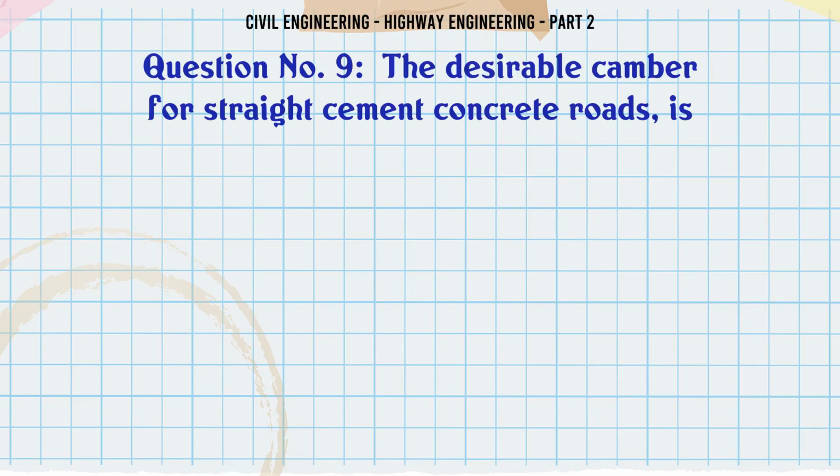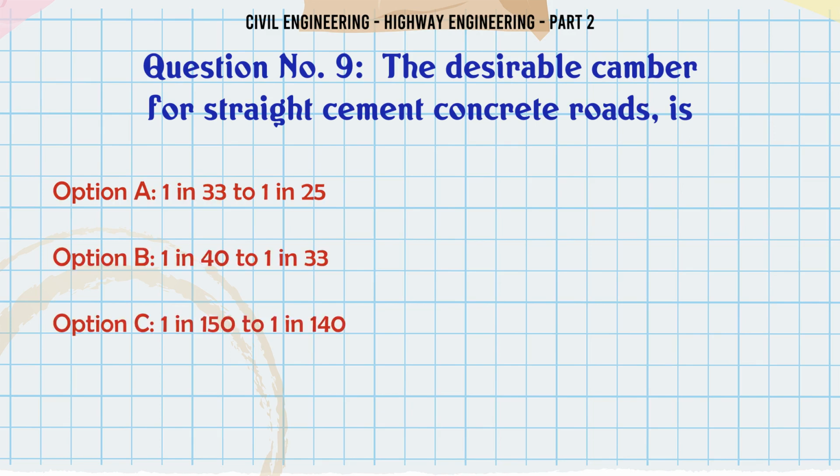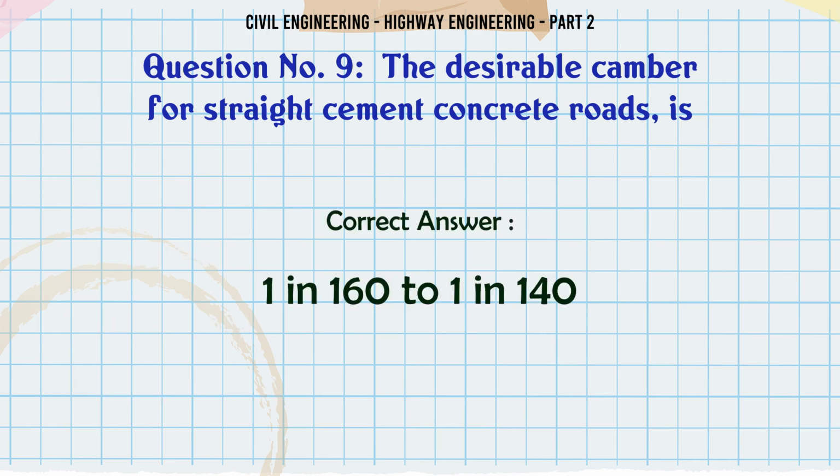The desirable camber for straight cement concrete roads is A. 1 in 33 to 1 in 25, B. 1 in 40 to 1 in 33, C. 1 in 150 to 1 in 140, D. 1 in 160 to 1 in 140. The correct answer is 1 in 160 to 1 in 140.